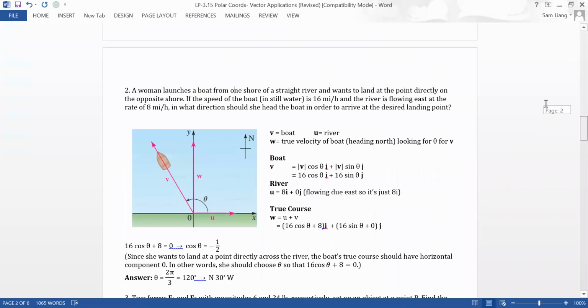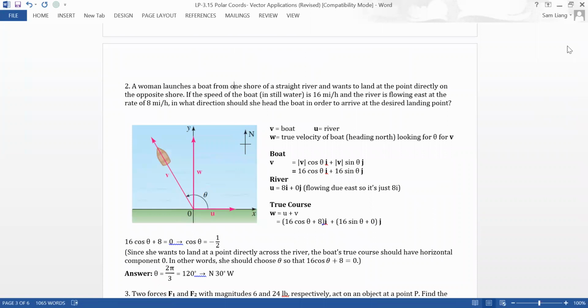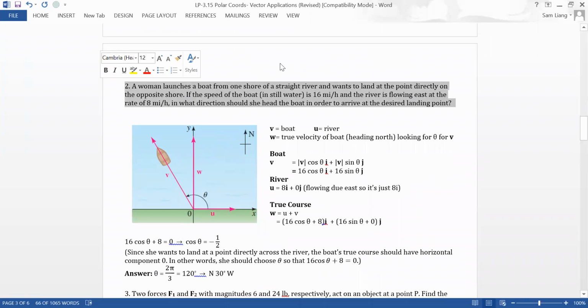Can someone read the problem here? A woman launches a boat from one shore of a straight river and wants to land at a point directly on the opposite shore. If the speed of the boat in still water is 16 miles per hour and the river is flowing east at a rate of 8 miles per hour, in what direction should she head the boat in order to arrive at the desired landing spot? All right, thank you for that.